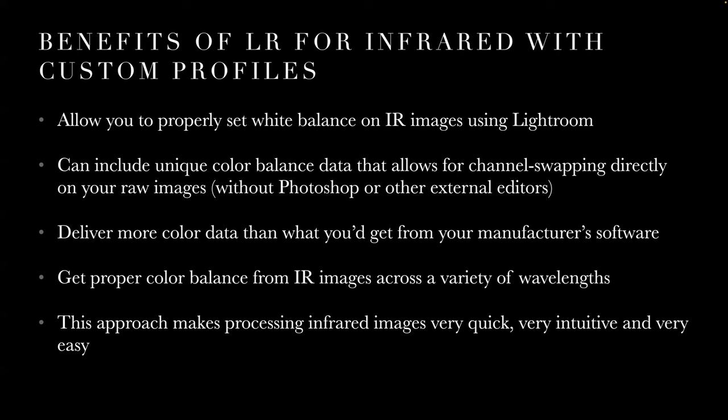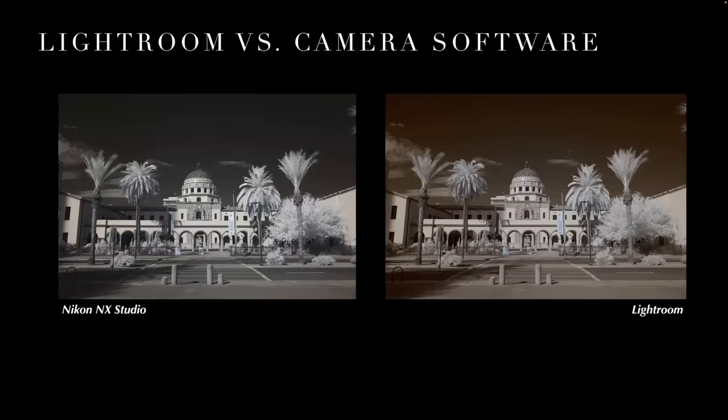So first of all, let me just show you the difference between what comes out of your camera's software and what Lightroom produces. So this is a Z6 image, 720. I opened it in the Nikon software, which is NX Studio. Nothing wrong with that software. But you see, you get a very traditional, muted, almost monochrome image with very little color. If I were to even crank up the saturation on this, you just wouldn't get much color out of that. That's what you're stuck with, the base conversion.